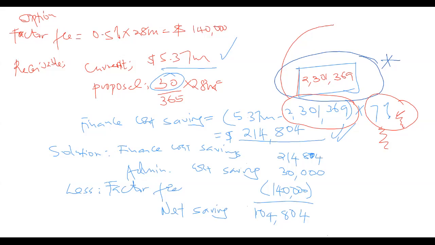So there's no incremental cost. Because even before the factor came over, you used to pay 7%. That's why I have not done the calculation for it. Okay. Is it clear? Yes.